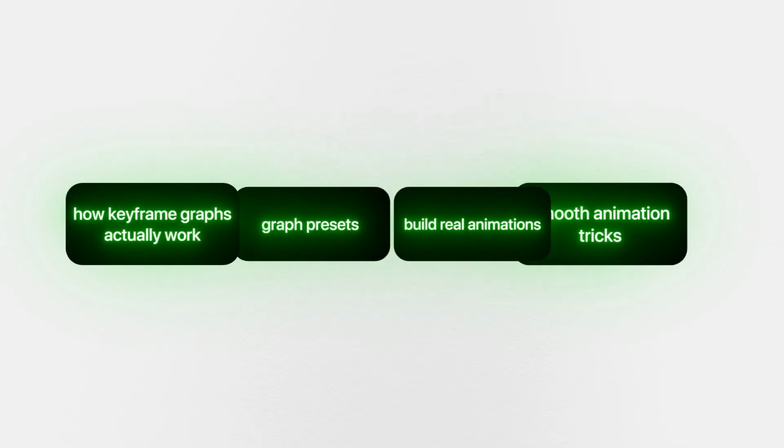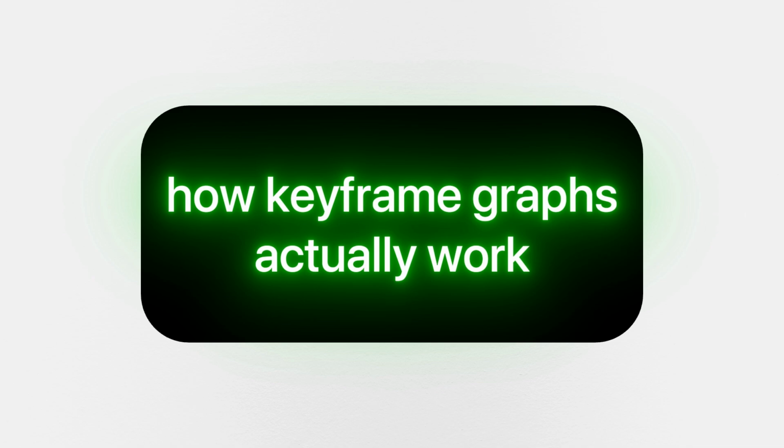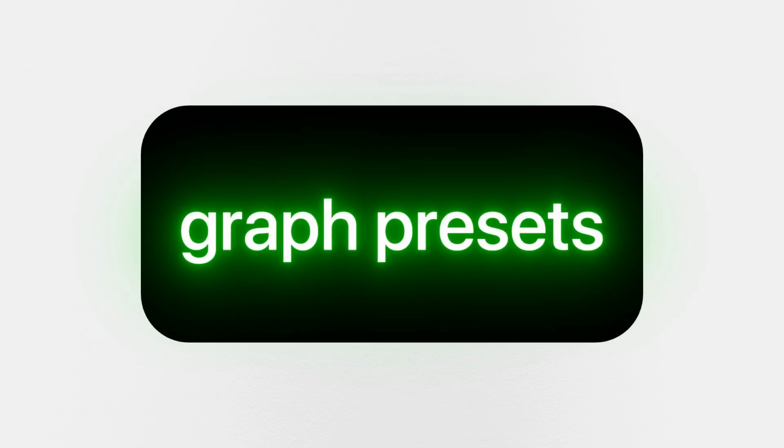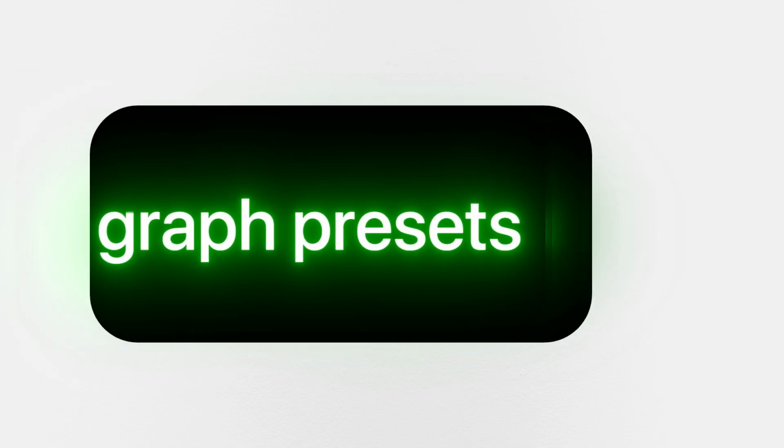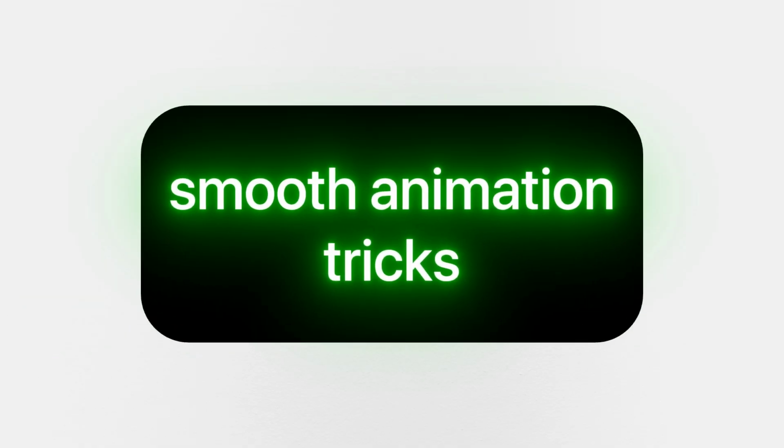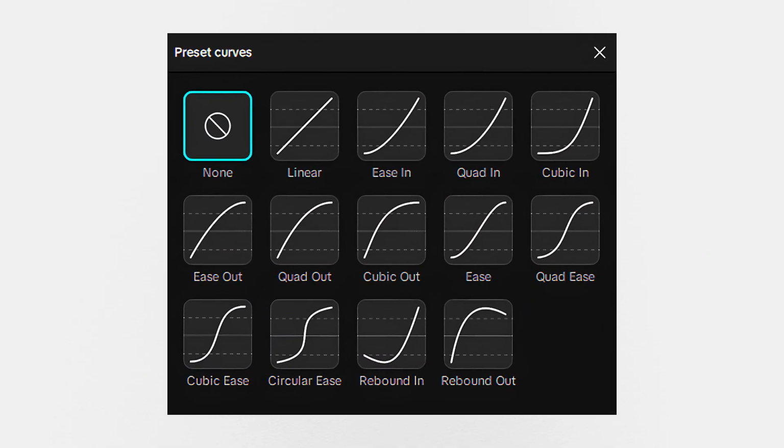To make this simple, I've split this video into 4 parts. First, we'll uncover how keyframe graphs actually work. Then we'll break down every graph preset and when to use them. After that, we'll build real animations step by step. And finally, I'll show you how to make those animations even smoother with a few tricks most beginners completely ignore. Let's start with the part that confuses almost everyone.